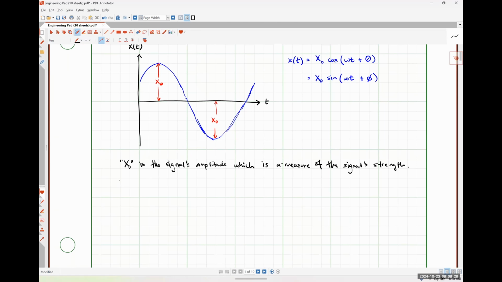Okay. So omega is the signal's angular frequency. And it is always measured in units of radians per second.